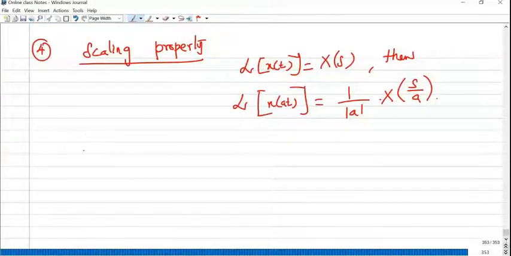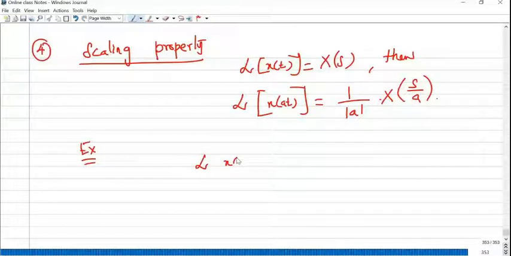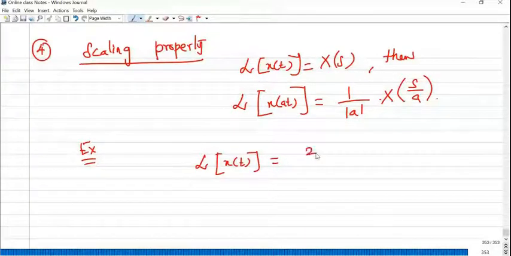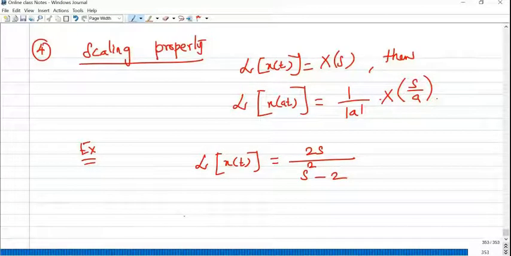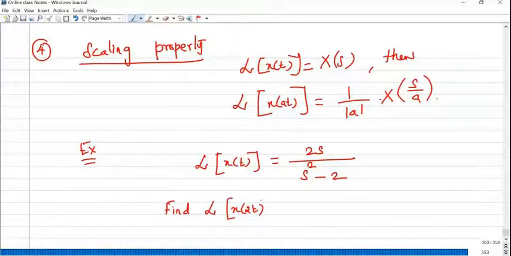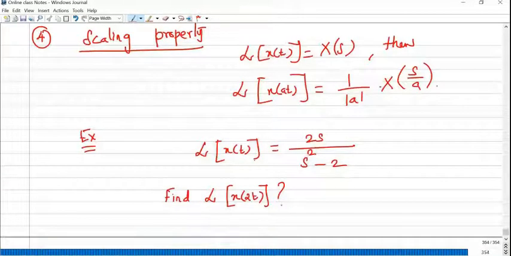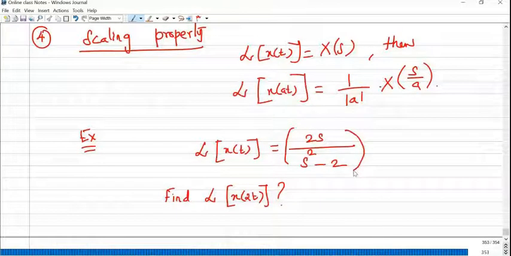Example: Laplace transform of x of t, some signal. The result is 2s divided by s square minus 2. Find the Laplace transform of x of 2t. X of t is some continuous time signal. If you find the Laplace transform, you get the result 2s divided by s square minus 2. This is given in the question. Now we have to find the Laplace transform of x of 2t.